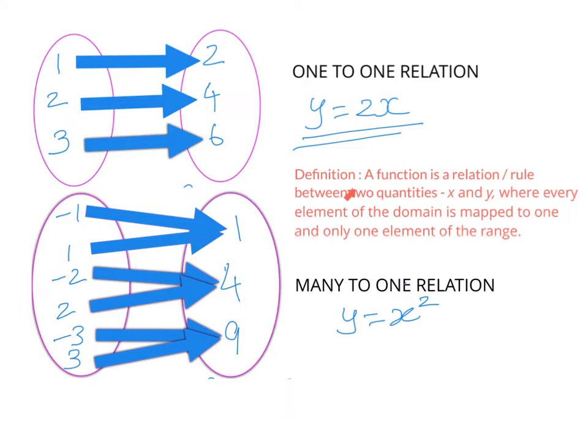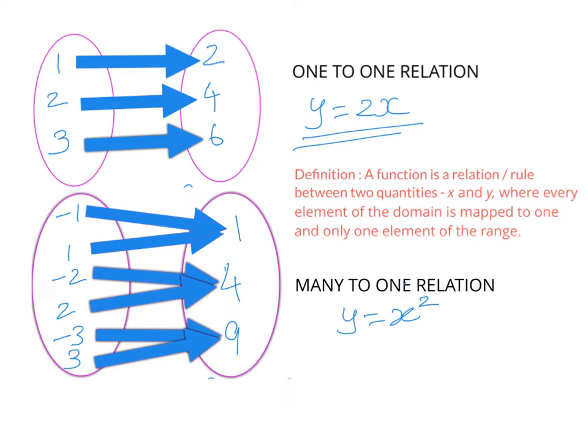We define a function as a relation or a rule between two quantities x and y, where every element of x is mapped to one and only one element of the range. We can take the example of our remote control. When we press 193, we get SABC. So that is a function of a remote. Similarly, here we have two variables, x and y. Function means every element of x is mapped to one and only one element of y, and such a relationship is called a function.